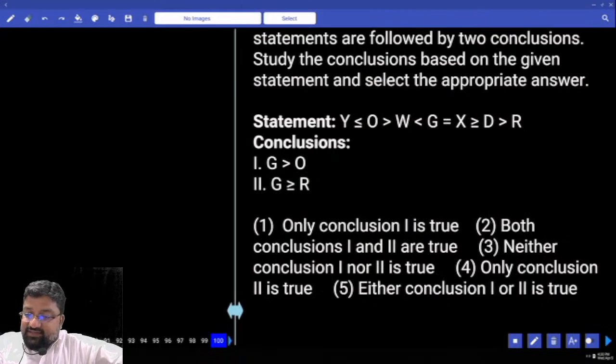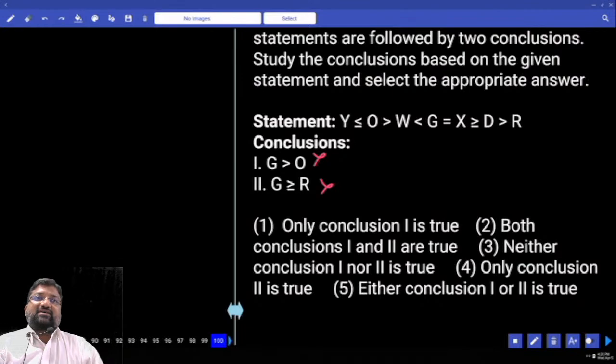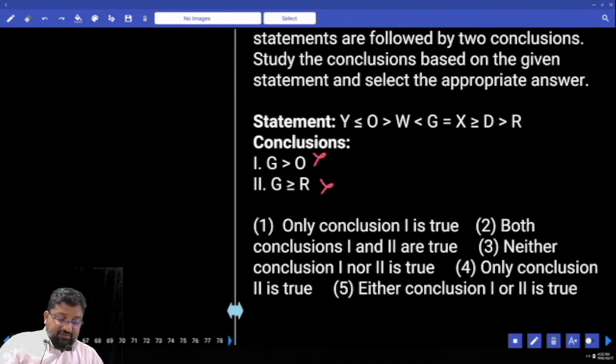Now G greater than O. Is G greater than O? No. Opposite symbols. G greater than or equals to R? No. Why? Because G is greater than R. Neither 1 nor 2.